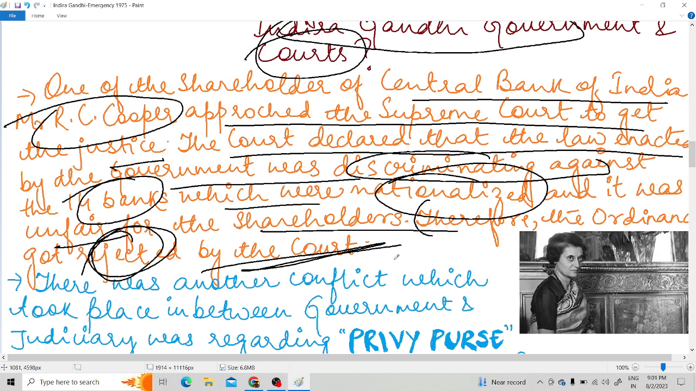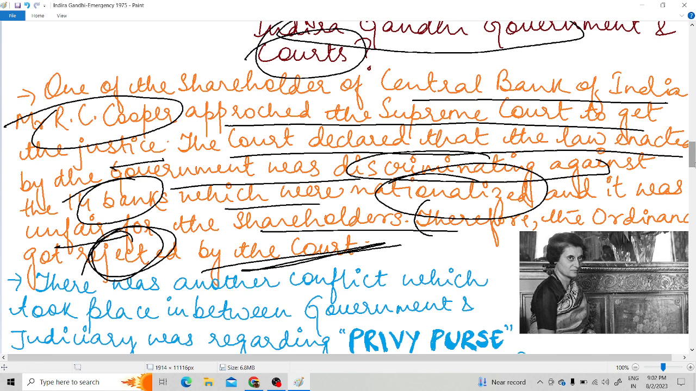Now, when the ordinance got rejected, the Indira Gandhi government brought a new amendment to the constitution in the immediate next year, and this amendment reversed the Supreme Court's judgment. The 25th Amendment sought irrevocably to divest the Supreme Court of the power to go into the quantum of compensation.